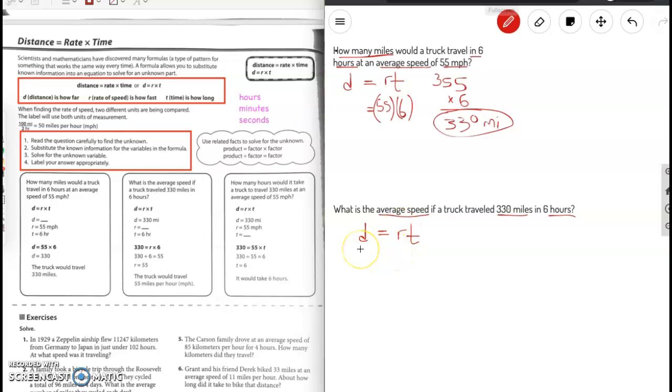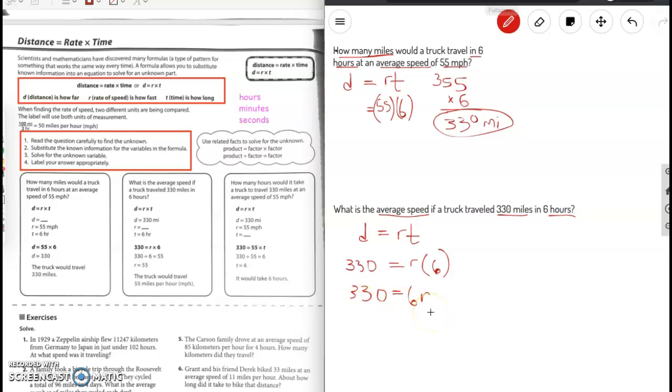Okay, then what's the distance? 330 miles, right? It traveled 330 miles, so we're going to substitute D with 330. R, we don't know, so just write R. What is the time? 6 hours. So our formula right now looks a little strange. I just switched the R and 6, okay?